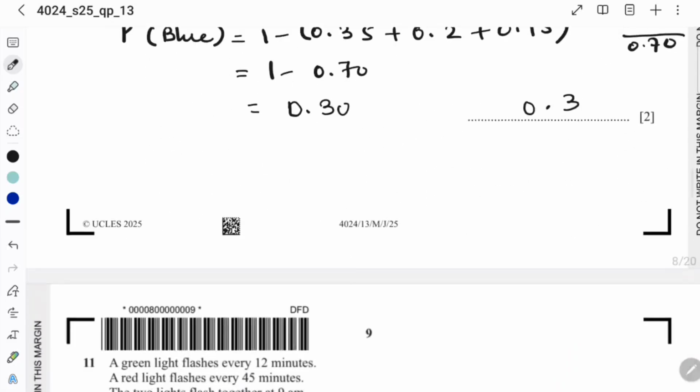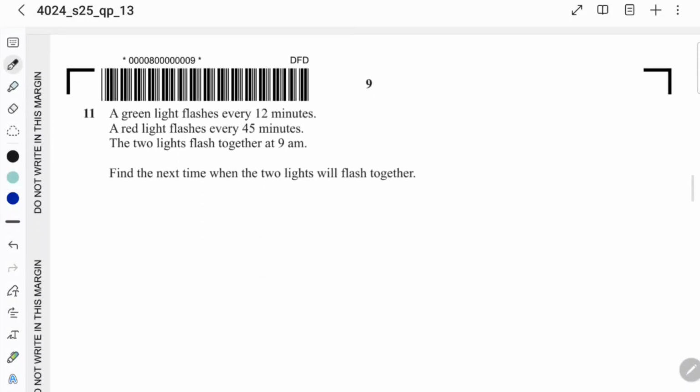Alright, move to question number 11. The green light flashes every 12 minutes. A red light flashes every 45 minutes. The two lights flash together at 9 a.m. Alright. Find the next time when the two lights will flash together.